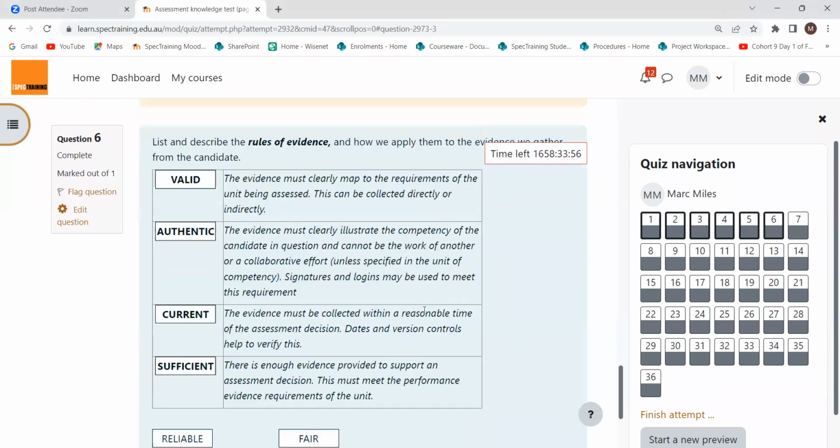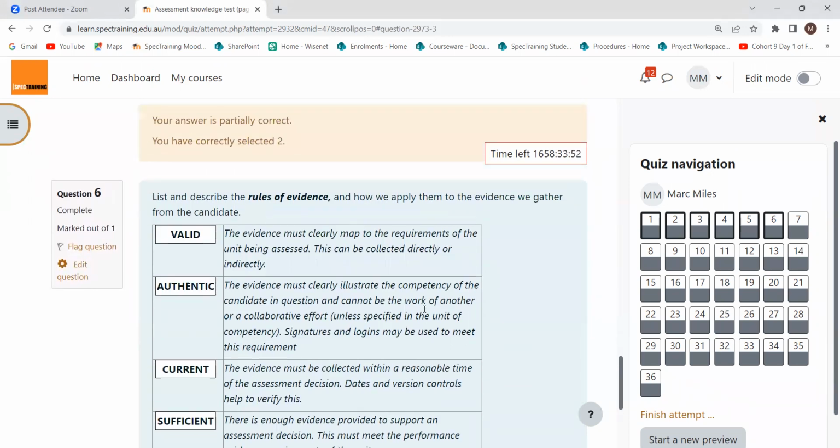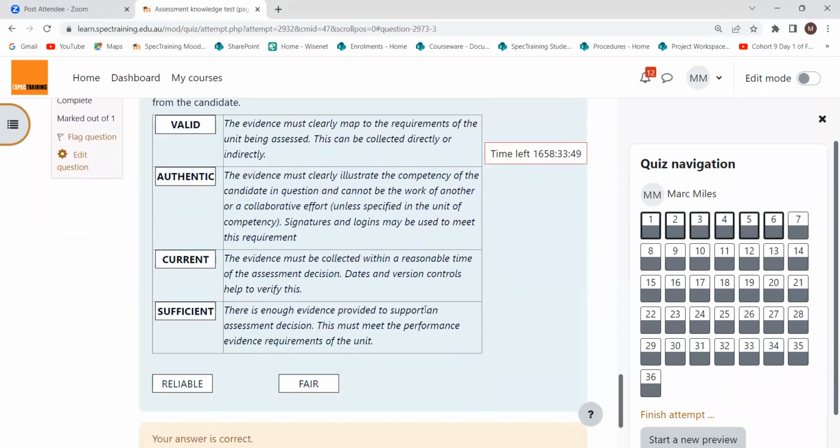Okay. Question six. List and describe the rules of evidence and how we apply them to evidence we gather from the candidate.